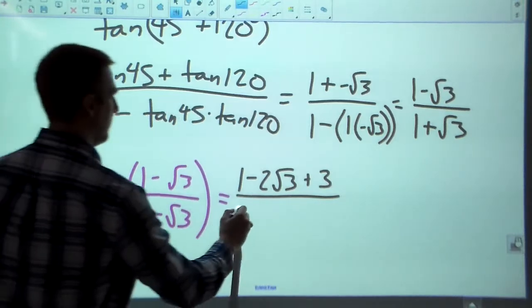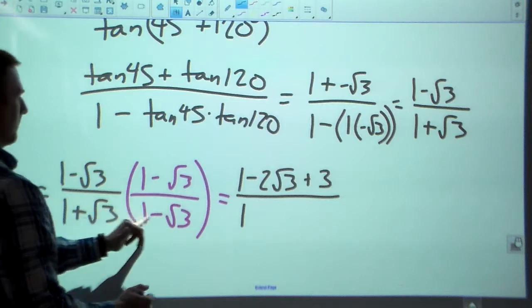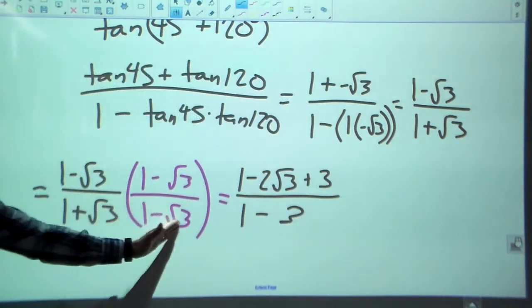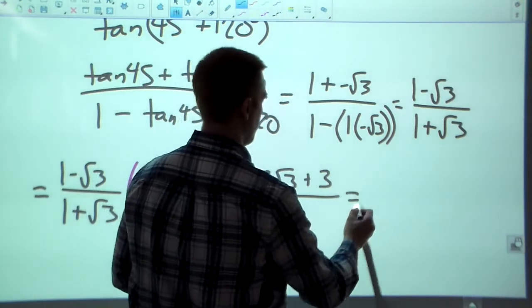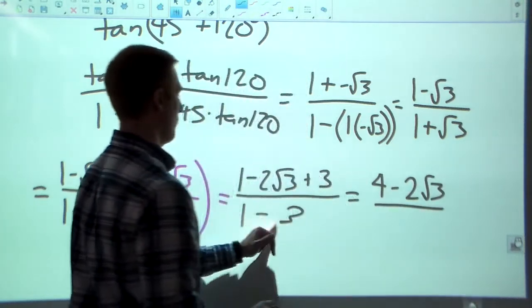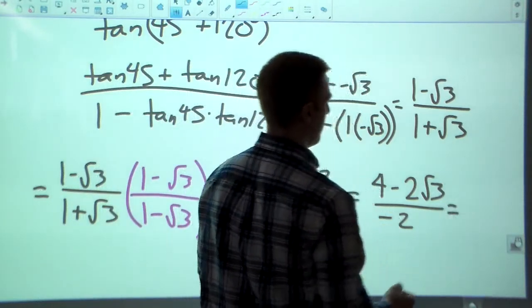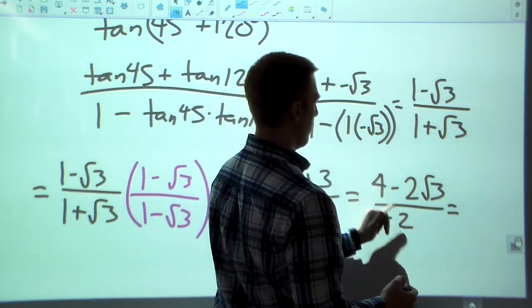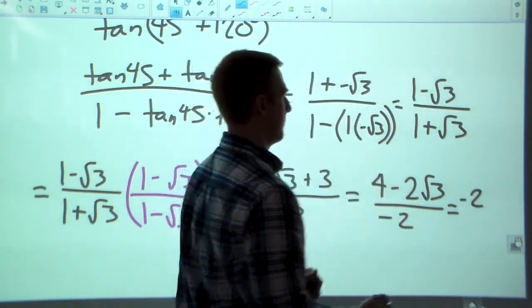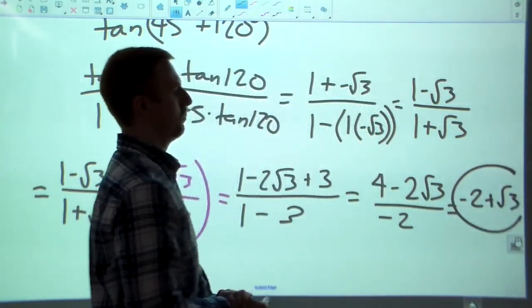On the bottom, you're going to have 1. It's a difference of squares, so the middle terms are going to divide out. And it's going to be minus 3, because square root of 3 times square root of 3 again is just 3. So put it together, see what we come up with. They're going to have 4 minus 2 square root of 3 over negative 2. Now, everything there can have a 2 divided out, so we need to take care of that. So 4 divided by negative 2 would be negative 2. And negative 2 divided by negative 2 would be positive. So the final answer, negative 2 plus the square root of 3.